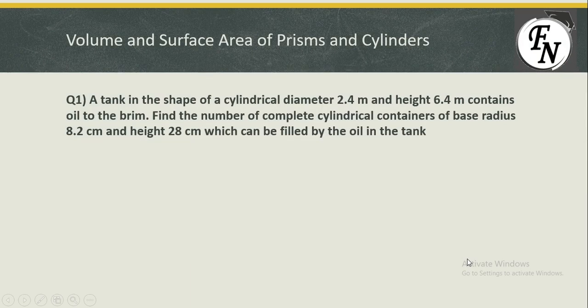So this is our question number one: a tank in the shape of a cylinder, diameter 2.4 meters and height of 6.4 meters, contains oil to the brim. That means we have a cylindrical container that is fully filled with oil, and it has a diameter of 2.4 meters and a height of 6.4 meters.